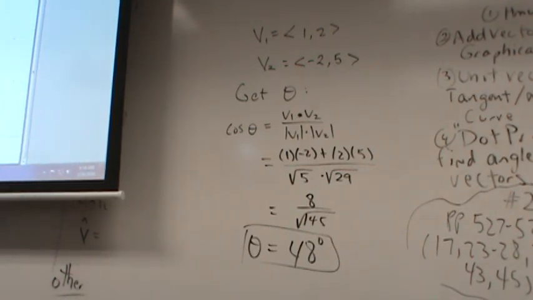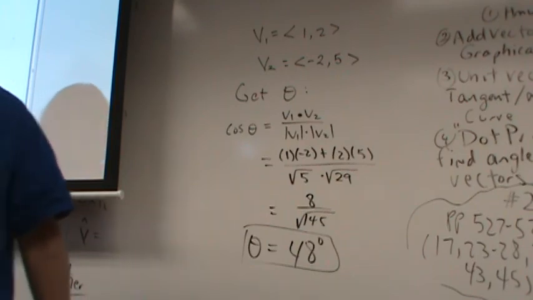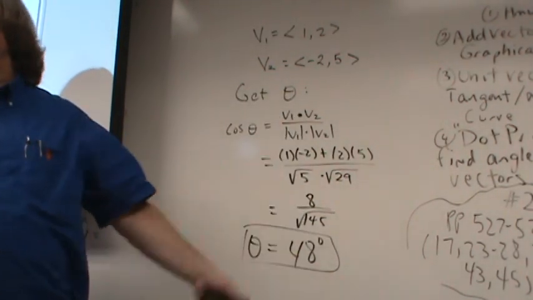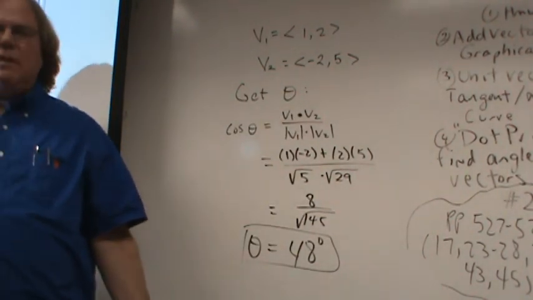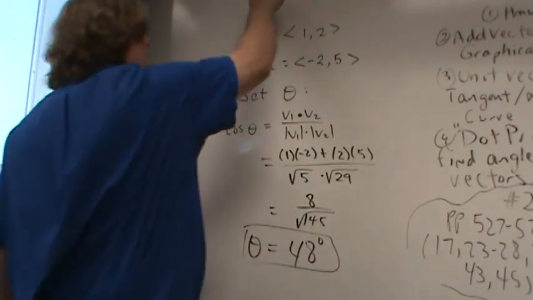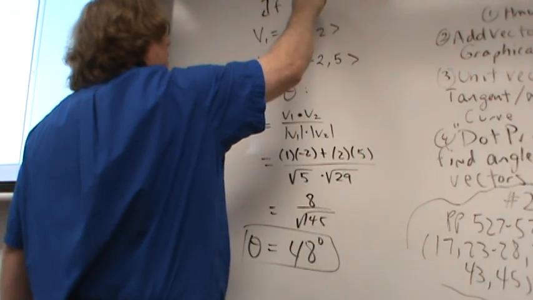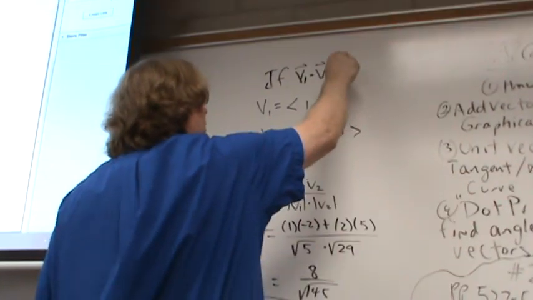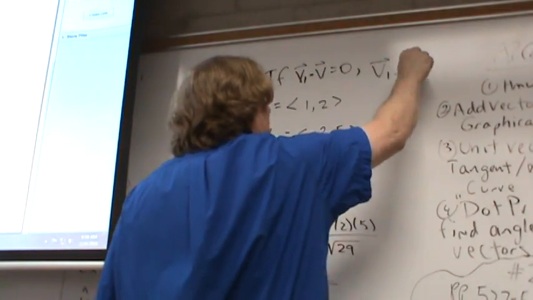Here's the last thing I need to tell you. What if two vectors are perpendicular? What's their dot product always going to be equal to? 90 degrees. So what's the cosine of 90 degrees? 0. So what's the dot product always going to be equal to? Yeah, exactly. So that's the last one. If v1 dot v2 equals 0, then v1 is perpendicular to v2.